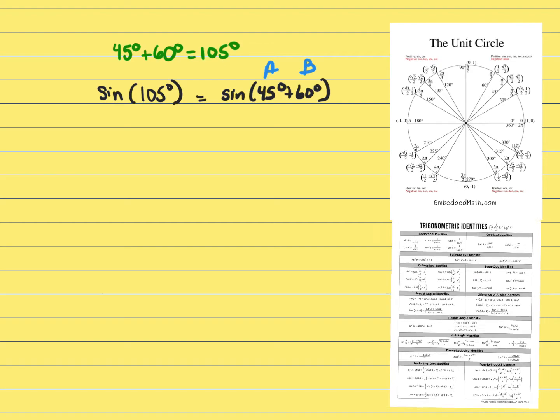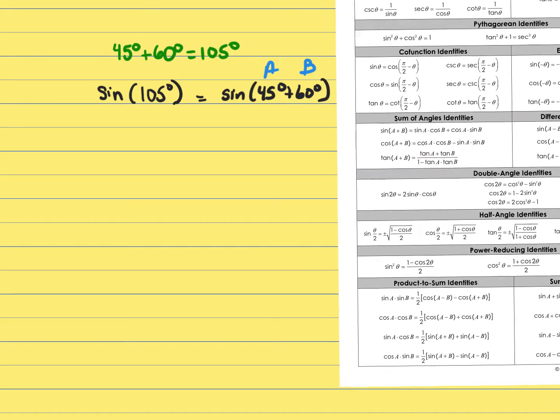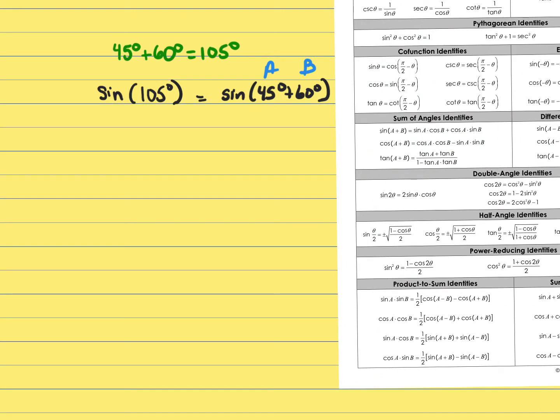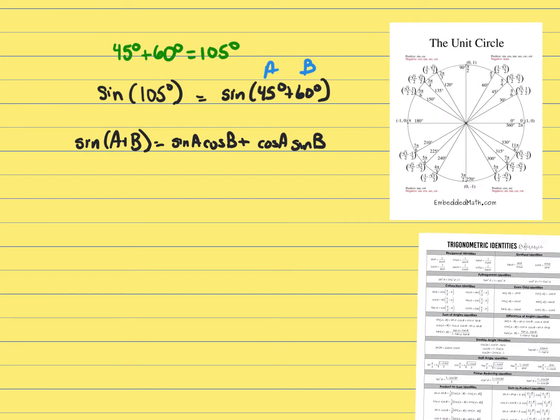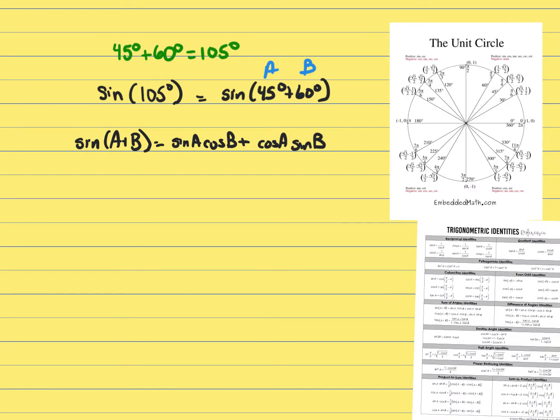So if I pull this up, I'm just going to write exactly what I see for the sine of two angles added together. It says the sine of A plus B equals the sine of A, the cosine of B, plus the cosine of A times the sine of B. Well, good news is that I know what A and B are. A is 45 and B is 60, or vice versa, it doesn't honestly matter.